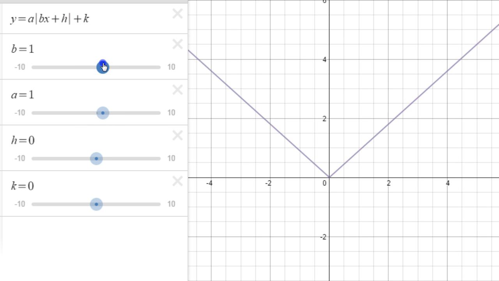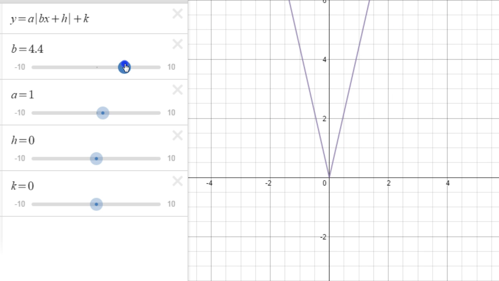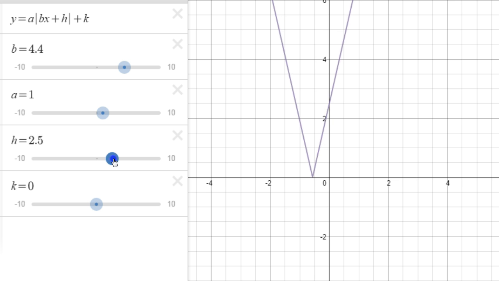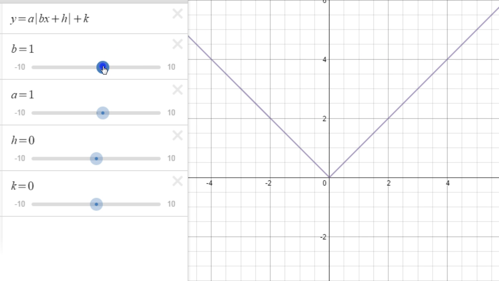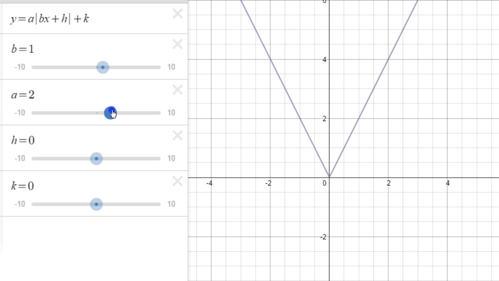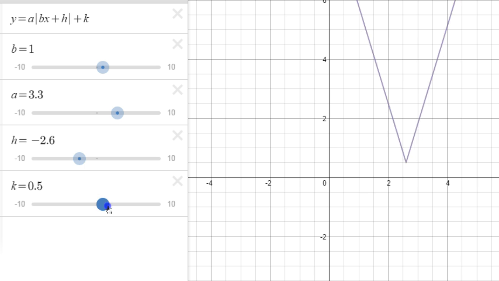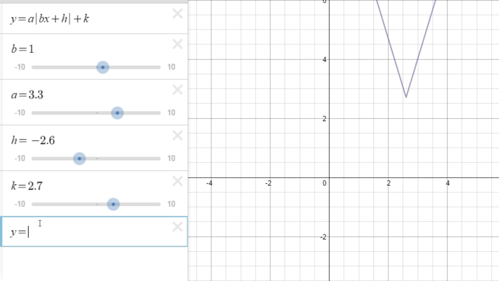Now B will actually make it slimmer, but if I make B big enough and then I also move over H, it moves it slower. So you have to use both H and B to actually make that happen. But most of the time, B is going to be 1 and A will be a different number. So if I had this, and I had this, and I had this, this would be literally y equals 3.3 times the absolute value of x minus 2.6 plus 2.7. And as you can see, they overlap.